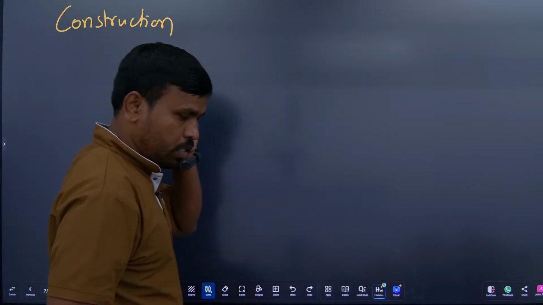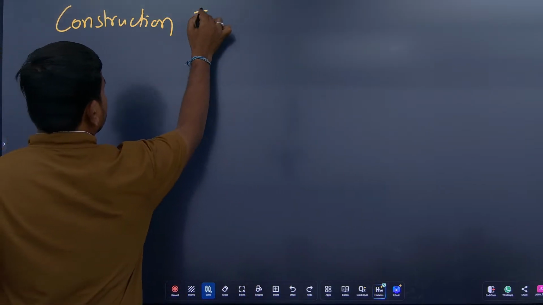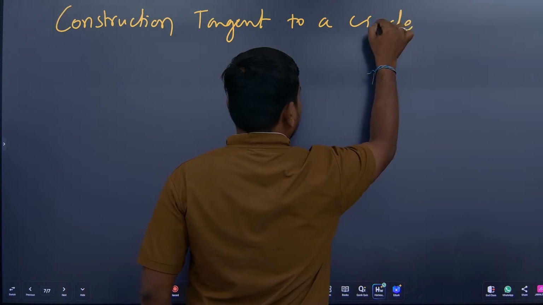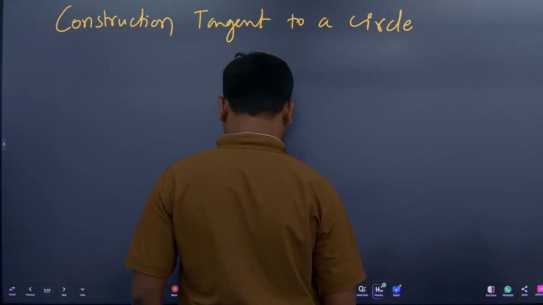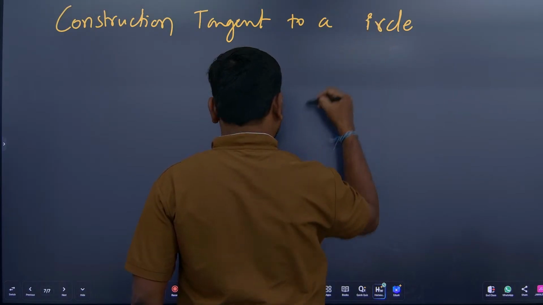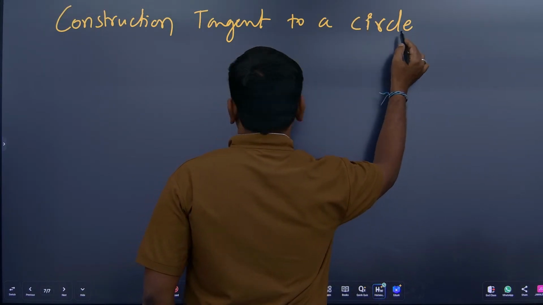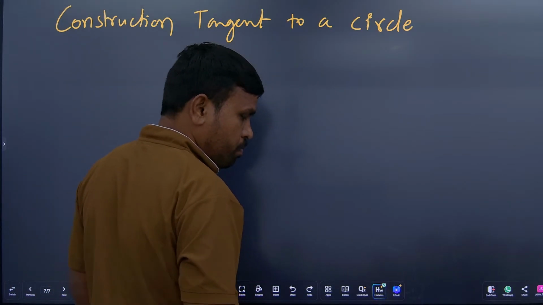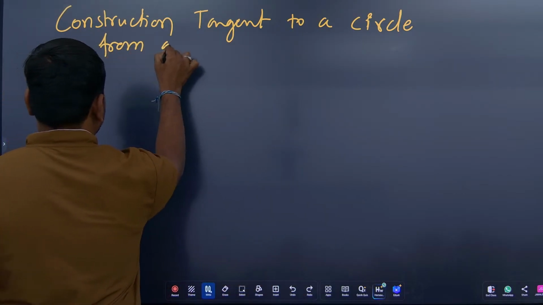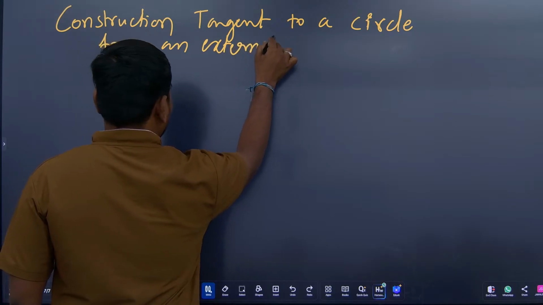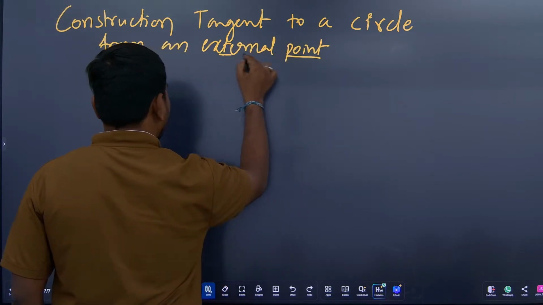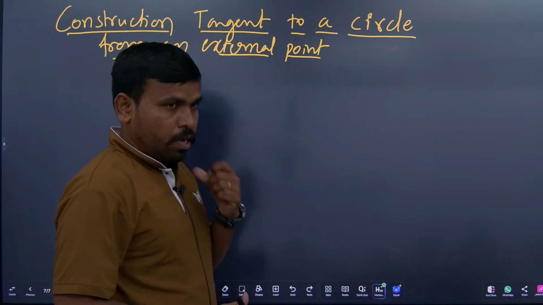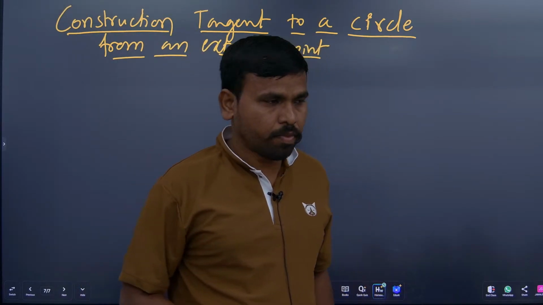Next, construction. Construction of a tangent to a circle. Construction of a tangent to a circle from an external point. Construction is different, drawing is different. Okay.